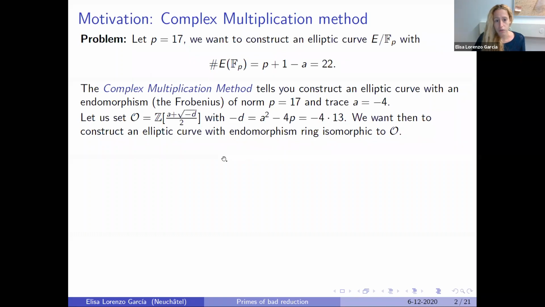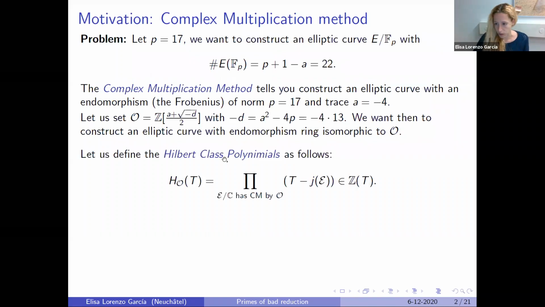Well, for this, we define what we call the Hilbert class polynomial. This polynomial, which I call H_O because it depends on the order, is basically a polynomial whose roots are the Igusa invariants of elliptic curves, attention, defined over the complex numbers, and we will see why, that have complex multiplication by O. So basically what we are looking for is one of the roots of this polynomial, if we want to look for an elliptic curve with this endomorphism ring.